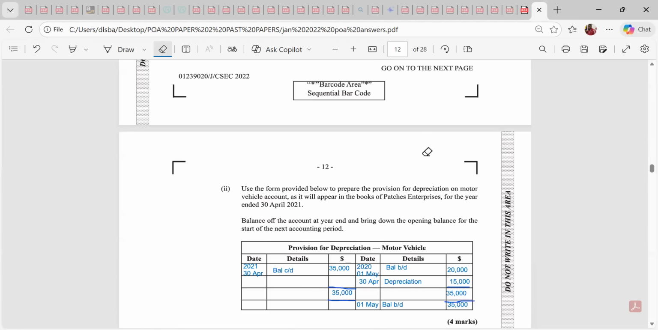Use the form provided below to prepare the provision for depreciation account, how it would appear in the books of Patches Enterprises for the year ended 30th of April.